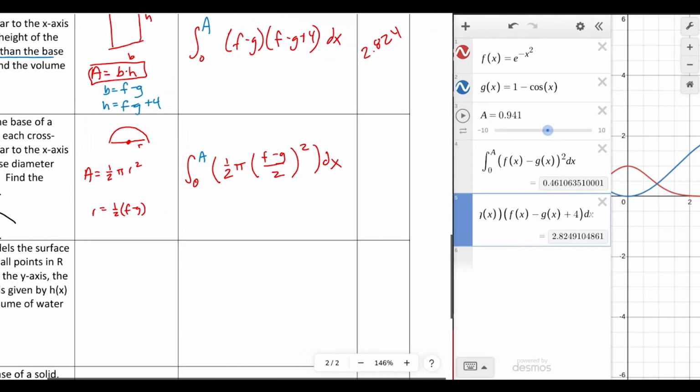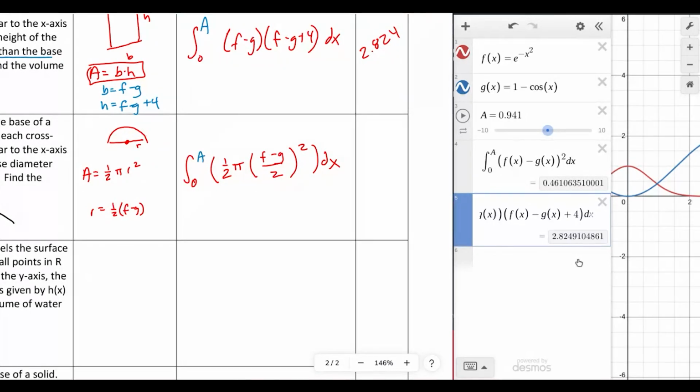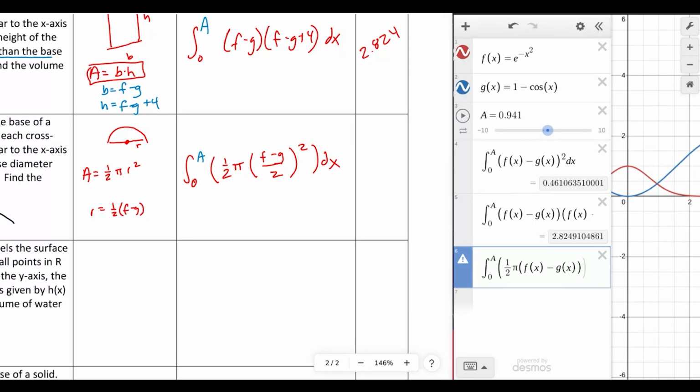All right, so that's something we could just type in. Got the integral from 0 to, what was that, I've forgotten at this point, 0.941, I think, of 1/2 pi times f minus g over 2 squared dx. So yeah, we get 0.181.